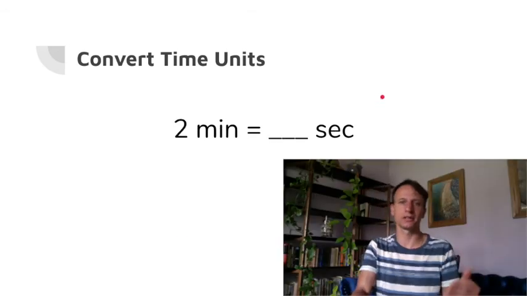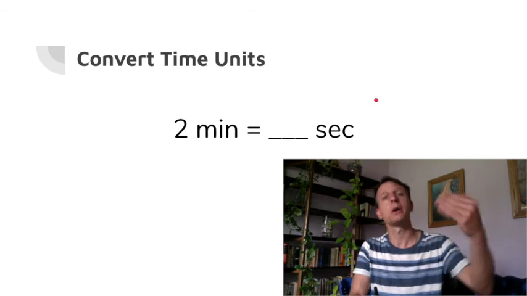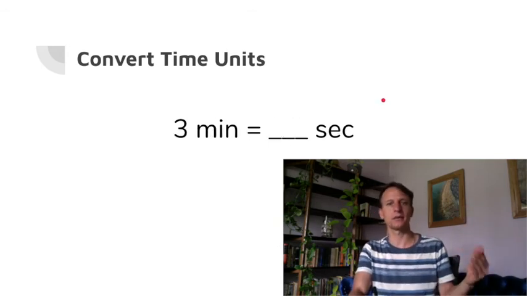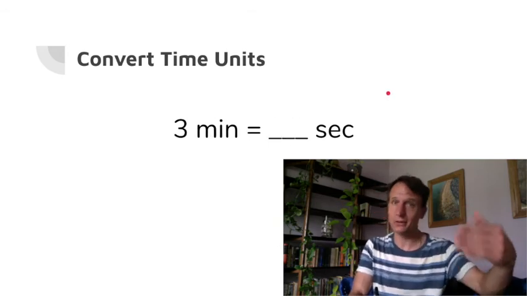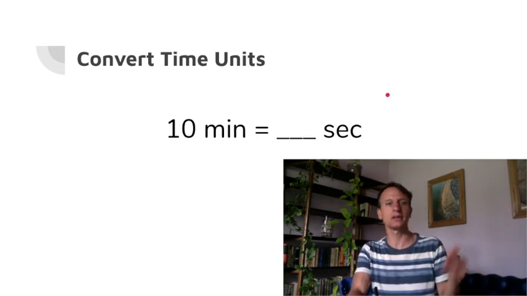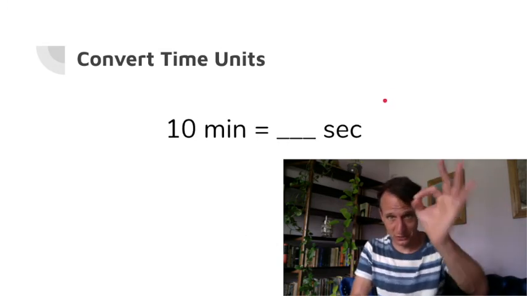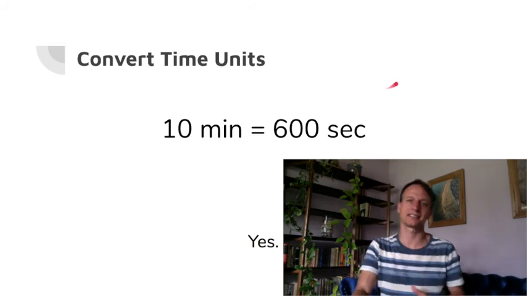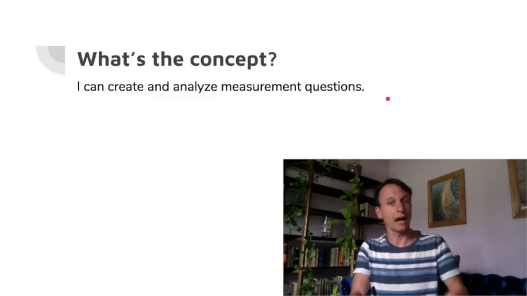Now, similar question, how many seconds in 1 minute? 60 also, very good. So 2 minutes, same thing, 120 seconds. How about 3 minutes? 180 seconds. How about 10 minutes? 600 seconds. Yeah, how about that? And now we're going to get into it.